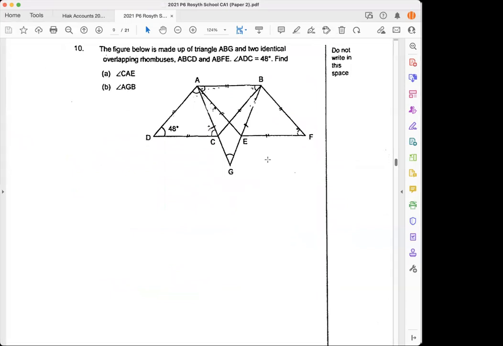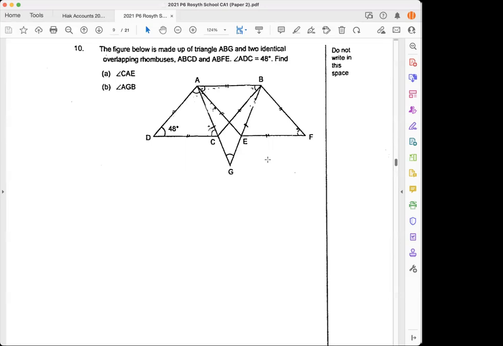So the figure below is made out of a triangle ABG and 2 identical overlapping rhombuses. Rhombuses, gentle reminder, it's like a parallelogram but with 4 equal sides. Or some will say, oh, a rhombus is a slanted square. It's fine. As long as you know the properties of a rhombus, it is a parallelogram and has 4 equal sides.